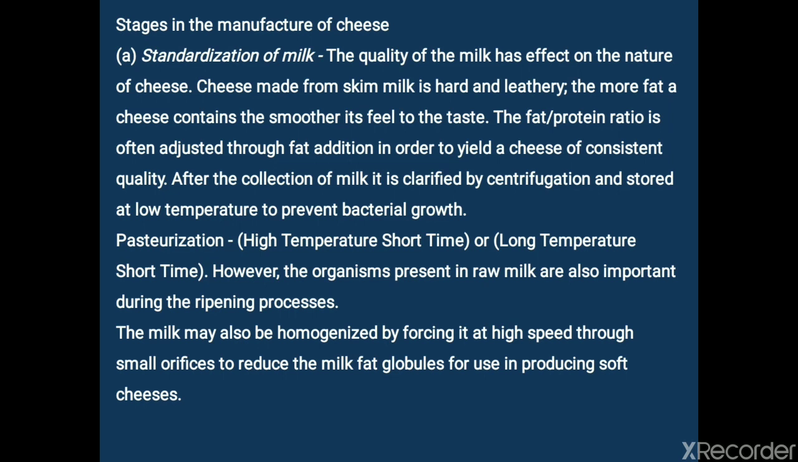Pasteurization may be preferred, which is a high temperature short time treatment or low temperature long time treatment. However, the organisms present in raw milk are also important during the ripening or maturation process of cheese. The milk may also be homogenized by forcing it at high speed through a small orifice to reduce the milk fat globules for use in production of soft cheeses.